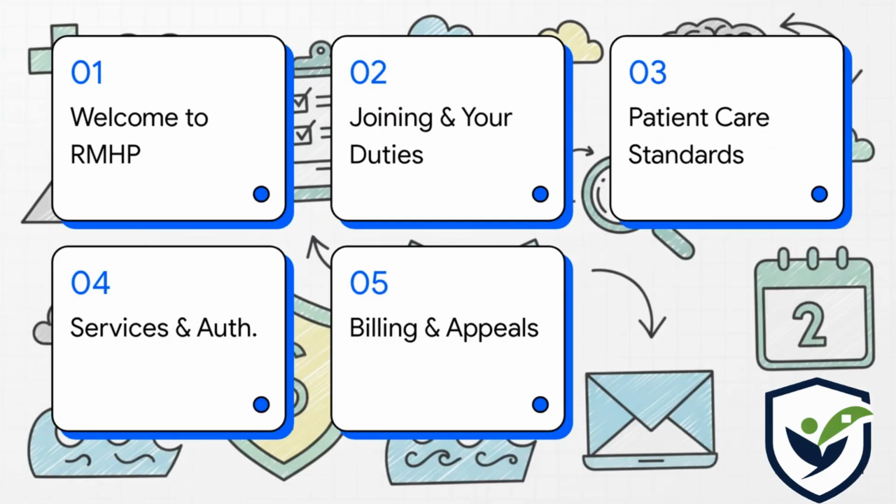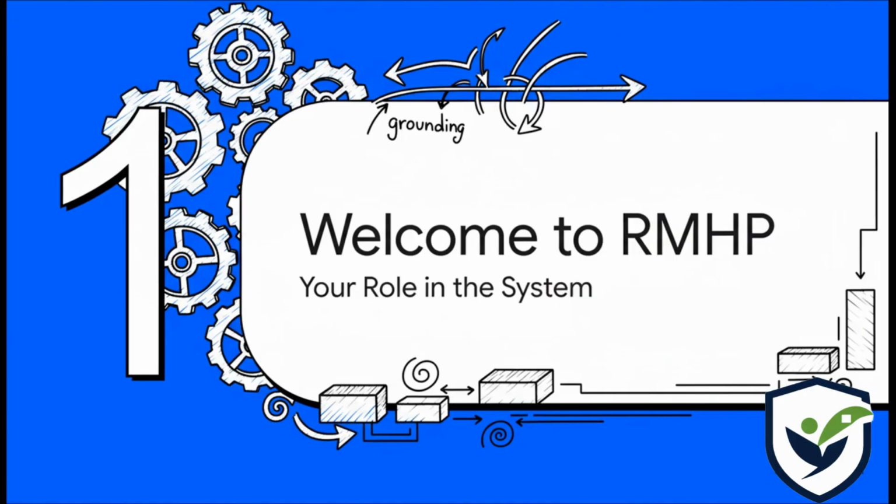So here's how we're going to break it all down. We'll start with your role in the big picture, then cover how to join and what's expected of you. After that, we'll get into patient care standards, tackle the all-important prior authorizations, and finally, we'll wrap up with how to get your claims paid. Okay, let's jump right into Section 1. This is all about getting you oriented to the RMHP network and your role in it.